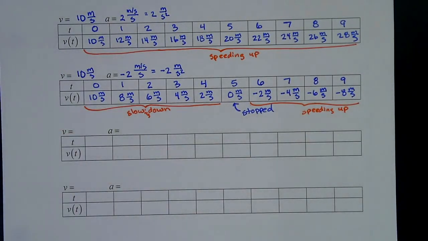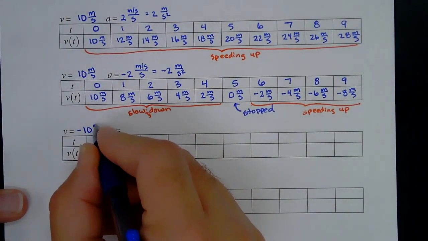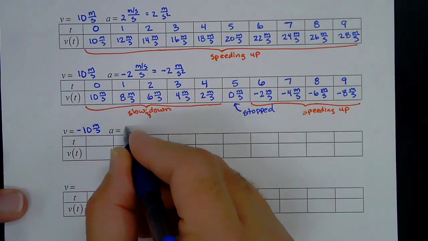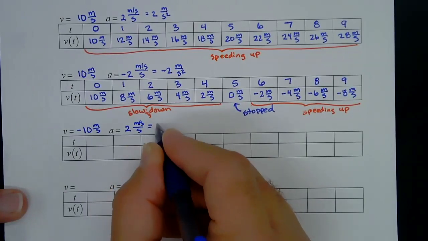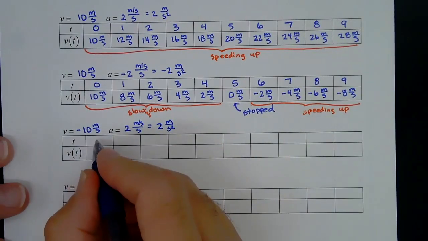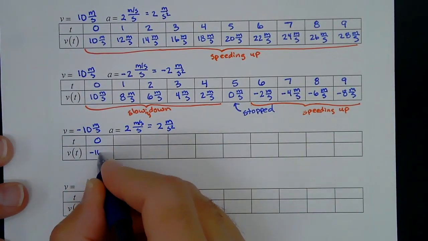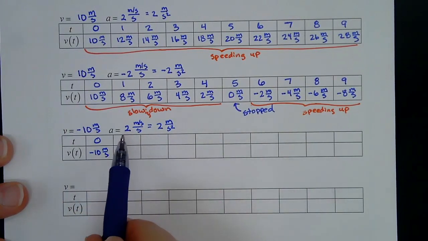Because all of a sudden the velocity became negative and we're removing negative, but it's actually adding more negative, right? Okay. So now let's go to a negative velocity. So -10 meters per second. And let's have a positive acceleration. So 2 meters per second, which could be written as 2 meters per second squared. So at time 0, we're at -10 meters per second. The acceleration is positive, so that's going to add 2 meters per second every second.